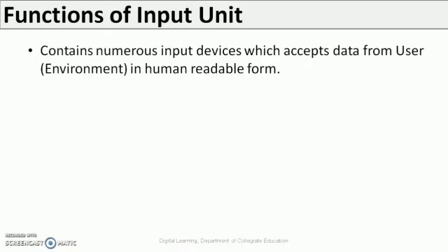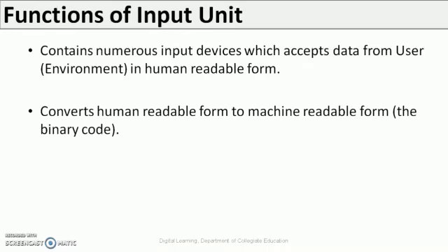Let us see the functions of the input unit one by one. As I explained, we give data and programs through an input device, in human readable form. The computer cannot understand human language, so it is converted into machine language, which is in terms of zeros and ones. We call it binary code.